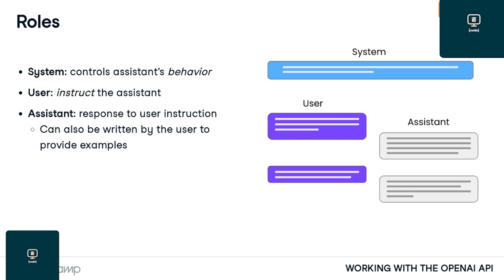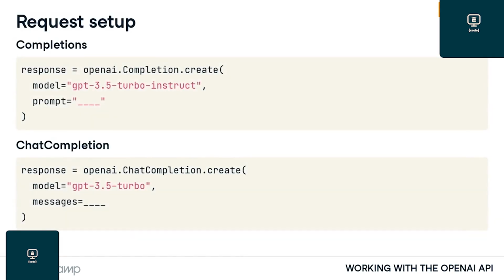We'll discuss multi-turn conversations in the next video. For now, we'll get familiar with using chat models for single-turn tasks. Making a request to the chat completion endpoint is very similar to the completions endpoint. Instead of calling the create method on the completion class, we call it on the chat completion class. There's also different models for these 2 endpoints.